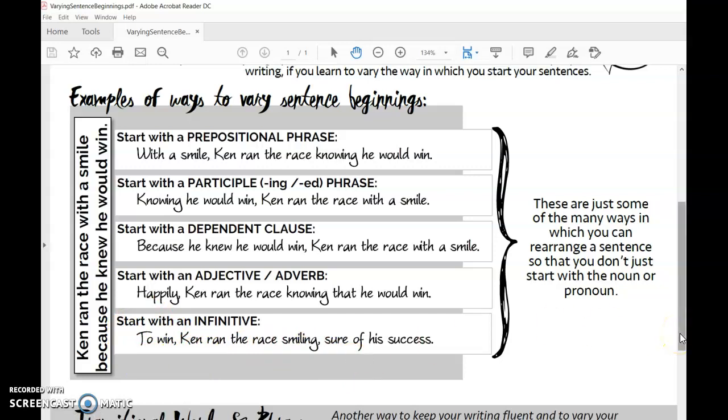So these are just a few ways that you can change up how you start a sentence to change emphasis on what you're saying, or simply just to vary it so that your reader is not bored.